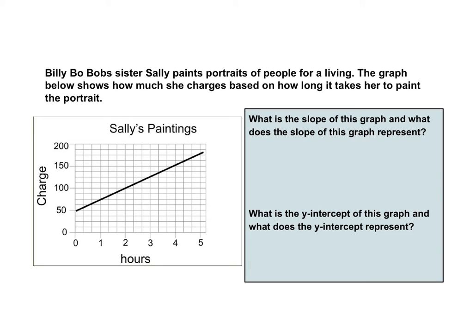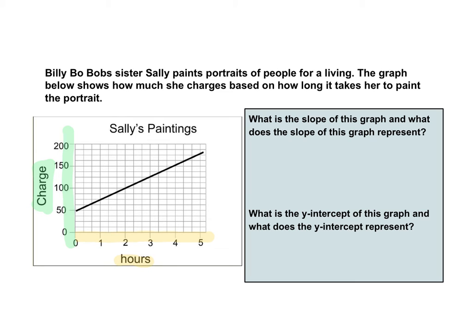So here we're going to look at a linear graph that shows Billy Bob Bob's sister Sally paints portraits of people for a living. And this graph below shows us how much she charges based on how long it takes her to paint the portrait. So down here at the bottom we have our x-axis, which is represented by the number of hours it takes to do the painting. And then we have our y-axis, which are her fees, or how much money she charges.